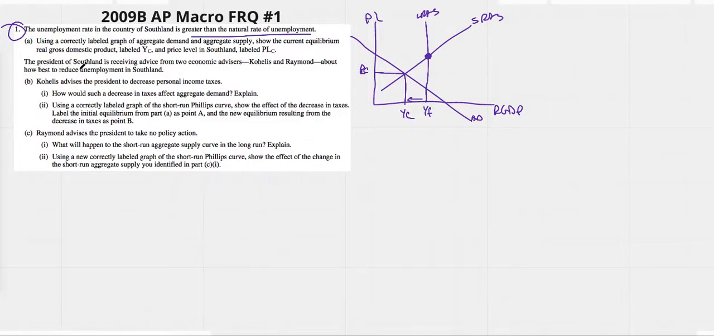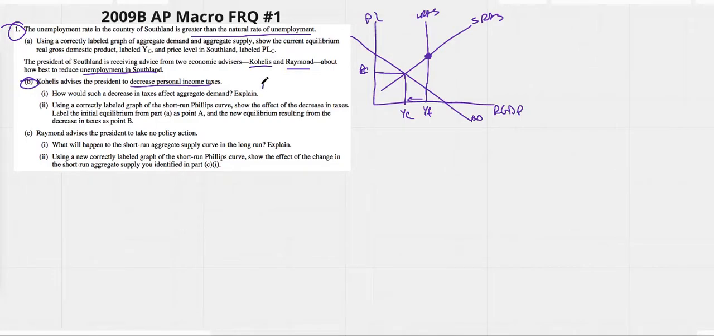All right. The president is receiving advice from two economic advisors, Cogeles and Raymond, on how to best reduce unemployment in Southland. Cogeles advises the president to decrease personal income taxes. How would such a decrease in taxes affect aggregate demand?